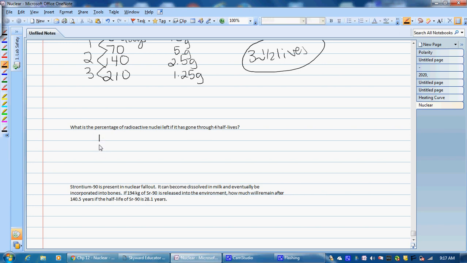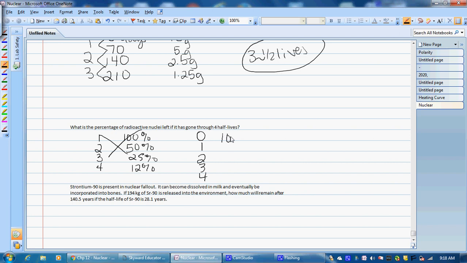So if we go from 1 to 2 to 3 to 4, 1 we would have 100%. At the end of 2 half-lives, we would have 50%. At the end of 3, we would have 25%. And at the end of 4 half-lives, 12%. Except I goofed up. Let's try this again. What did I forget here, you guys? I forgot 0. So we always have to start at 0.